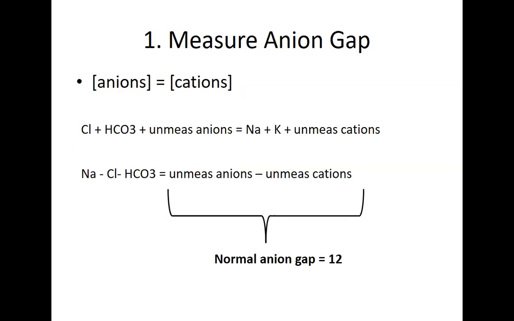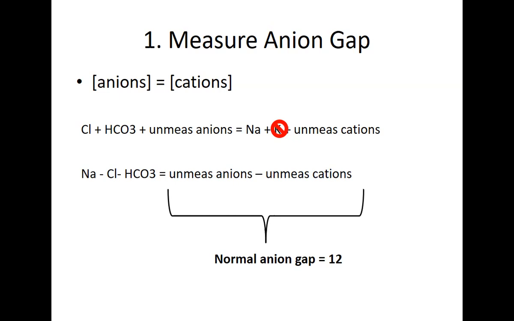So the anion gap. The concentration of anions in the blood equals the concentrations of cations, right? There are unmeasured and measured anions and unmeasured and measured cations. The measured anions are chloride and bicarb. The measured cations are sodium and potassium. Potassium is so small, it doesn't matter. Take it out of the equation, rearrange the equation, and you get sodium minus chloride minus bicarb equals the difference between your unmeasured anions and your unmeasured cations.